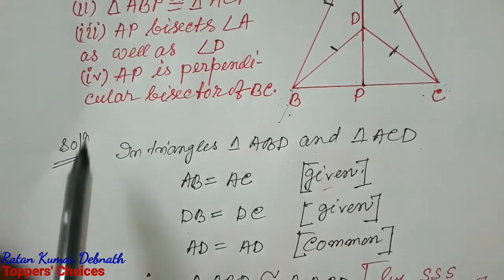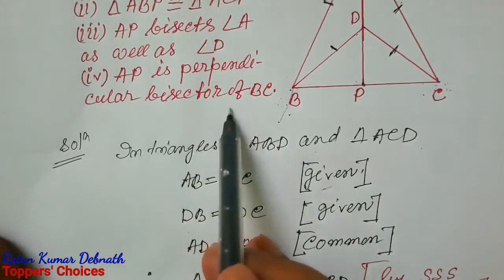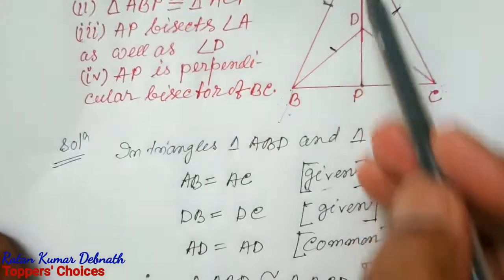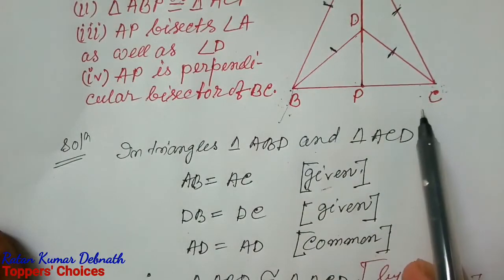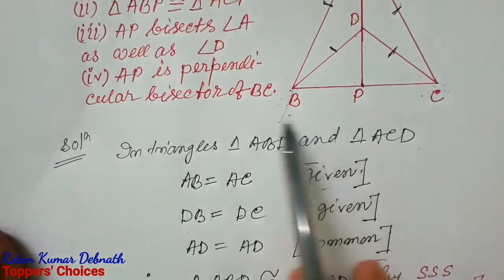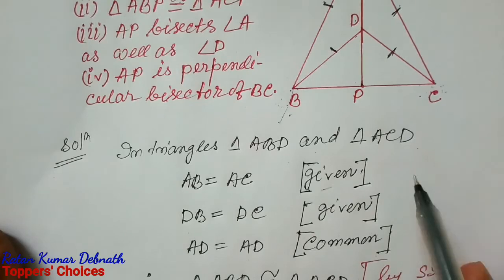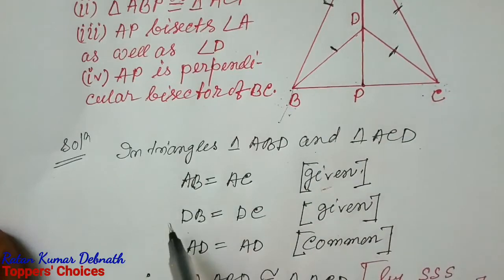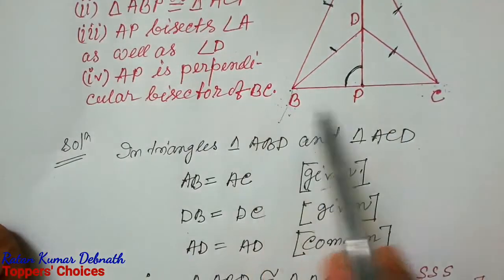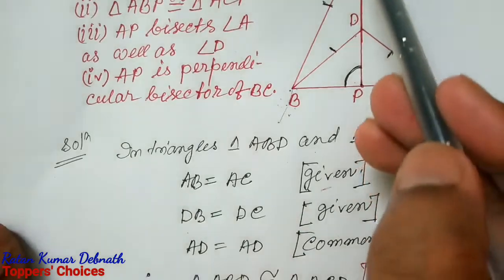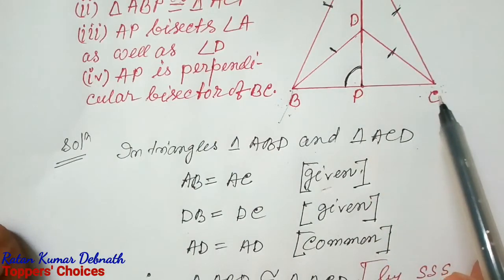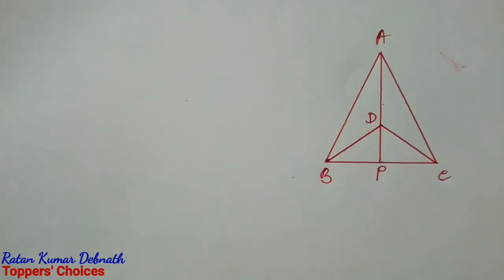Next we have to prove AP is the perpendicular bisector of BC. That is, AP is the bisector of BC as well as AP is perpendicular to BC. That is, we have to prove BP equals PC and AP perpendicular to BC. That is, angle APB equals angle APC equals 90 degrees. I have drawn another diagram for your convenience.